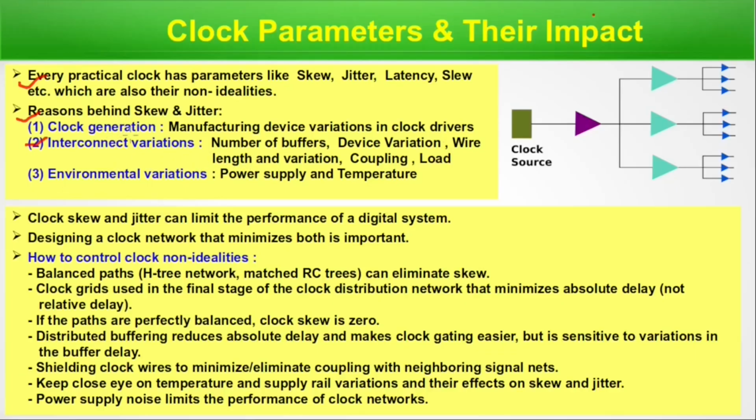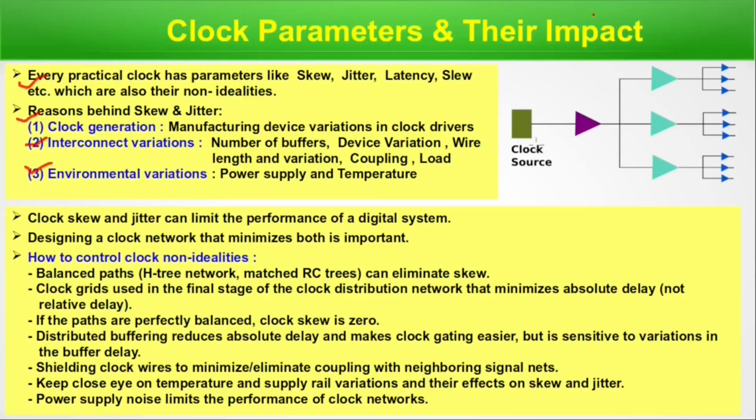There are basically three reasons: clock generation, interconnect variation, and environmental variation. Environmental variation is always present because we are designing a chip to work in a practical situation where power supply might vary and temperature can vary. Clock generation and manufacturing changes could be manufacturing device variation in clock drivers. There are the number of buffers, device variation, wire length variation, coupling, load, interconnect variation. These are the reasons behind skew and jitter.